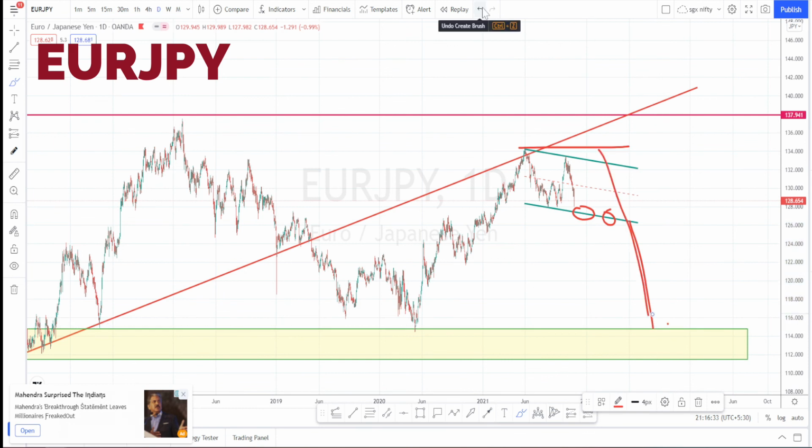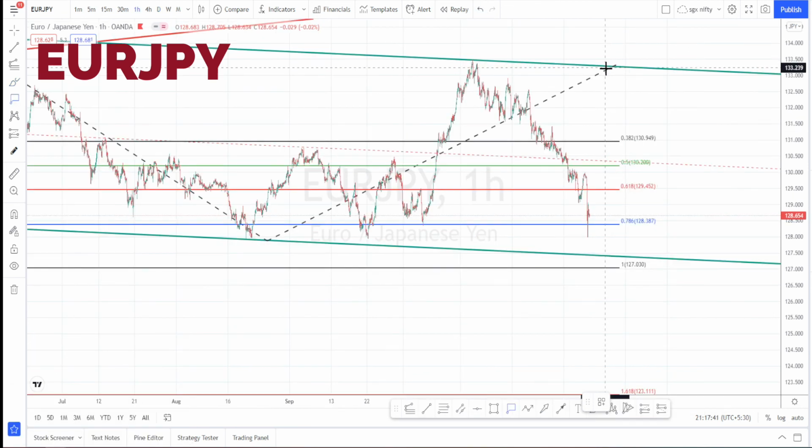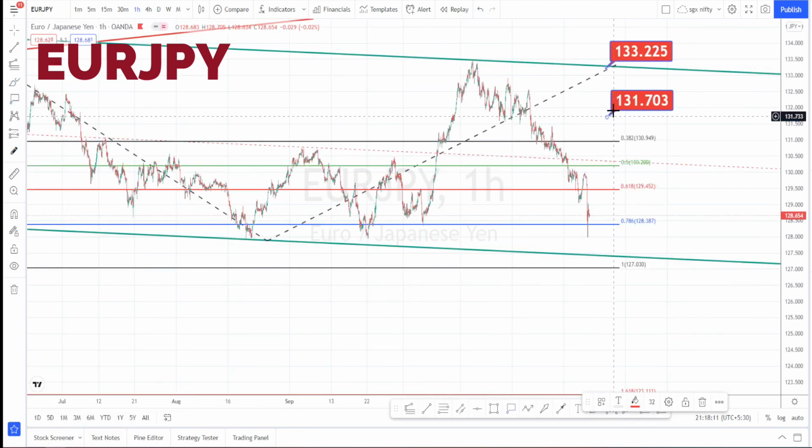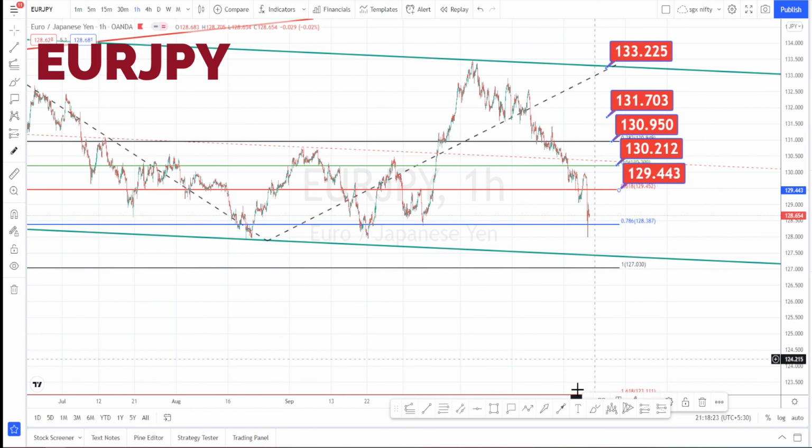Let us do the analysis in hourly time frame and mark the ranges for Monday. So this is going to be the topmost resistance. Next level of resistance is going to be here, and next resistance is going to be here, and next resistance is going to be here. This is going to be the next resistance, and this is going to be the next level of resistance or support, and this is going to be the next level of support.